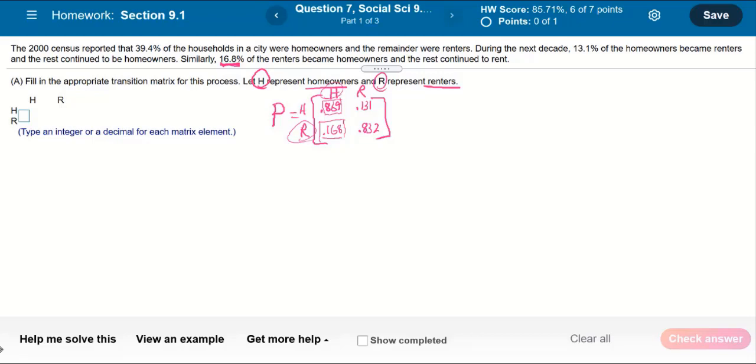We're told in the first sentence that in the beginning we had 39.4% that were homeowners. So our initial state was homeowners, renters, 39.4%. And again, by complements, we know that the renters must be 0.606.